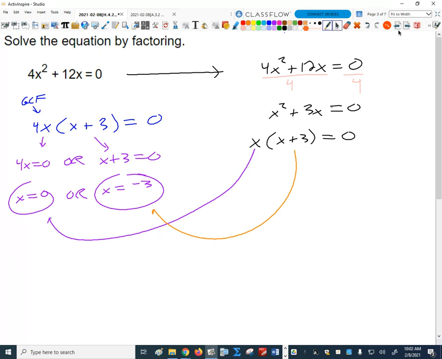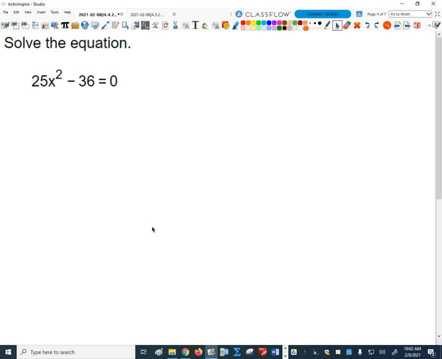All right, so moving on here. How about this one? How do I solve this one? By factoring. What am I going to do here? I can't remember what you would call it, but they're all squares. Okay, good. Yeah, so this is the difference of squares pattern, isn't it?